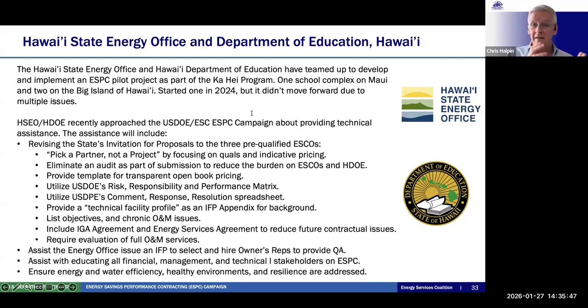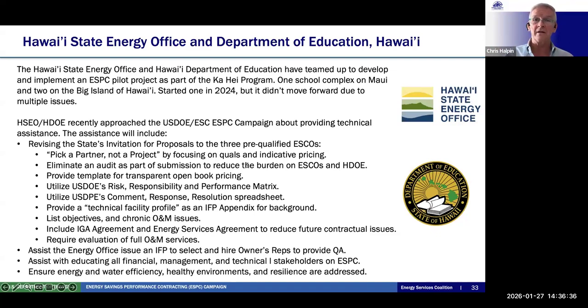Then they pick the partner, then they do the investment grade audit, and then you get a real collaborative process, right? We're going to provide a template for transparent open book pricing, basically pioneered at the Department of Energy, including the risk responsibility matrix, which is a DOE tool, and the comment response resolution spreadsheet, which tracks the process over time. We're providing a technical facility profile so that the ESCOs can get an idea of the things that are at the school. So when you are selected, here are the sort of things you're going to see. We give them a list of objectives and some chronic O&M issues so they can see what the challenges are like, and include a sample IGA agreement, investment grade audit agreement, and the energy services agreement.